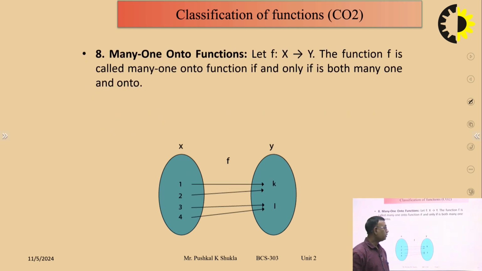Many-one onto function. Let f: x to y. The function f is called a many-one onto function if and only if it is both many-one and onto.